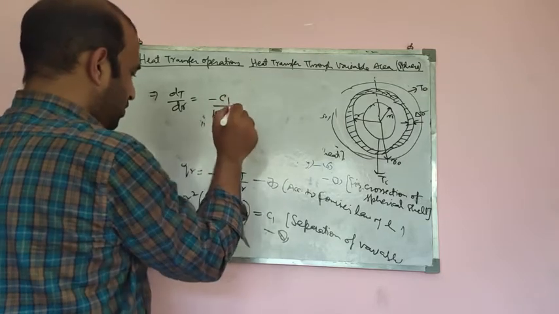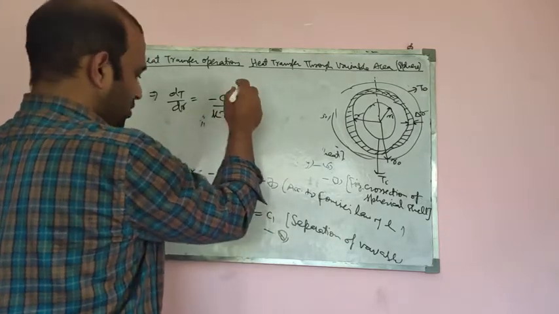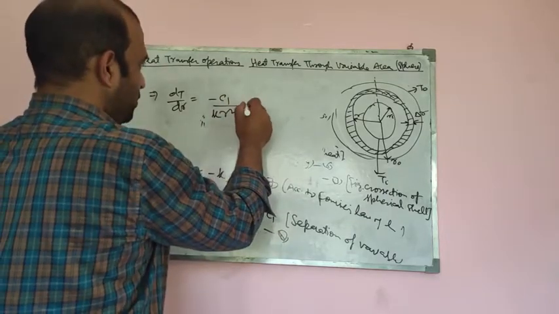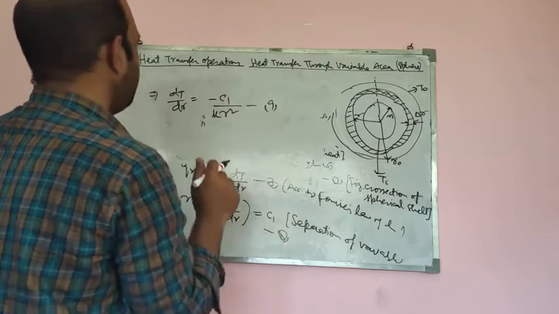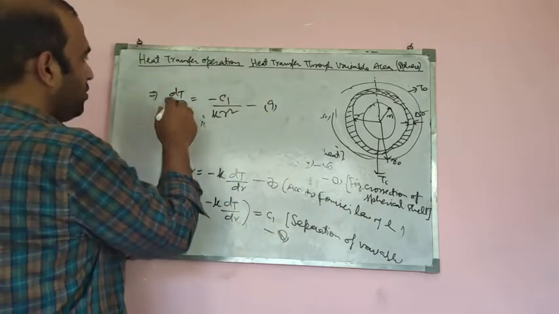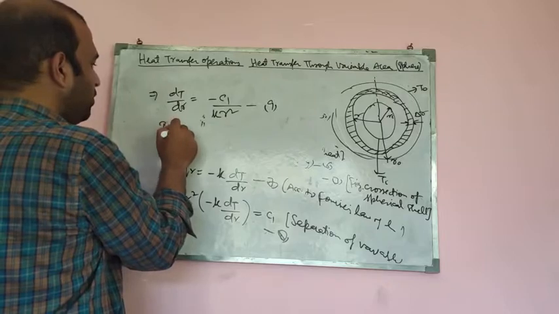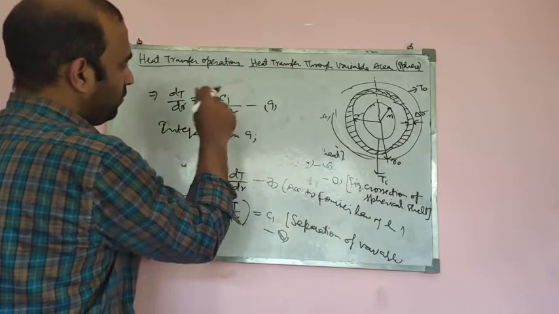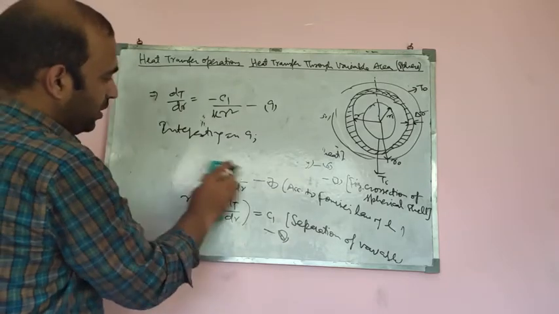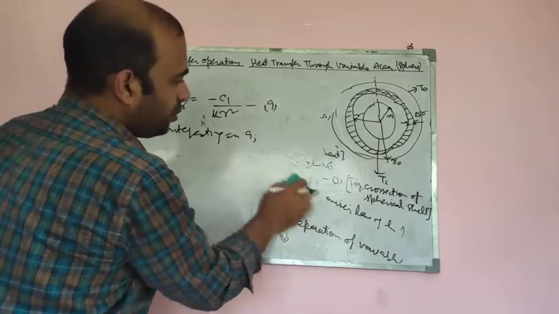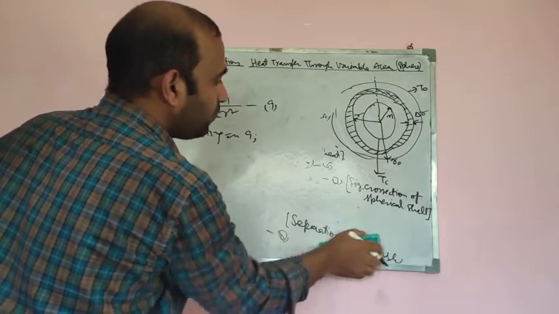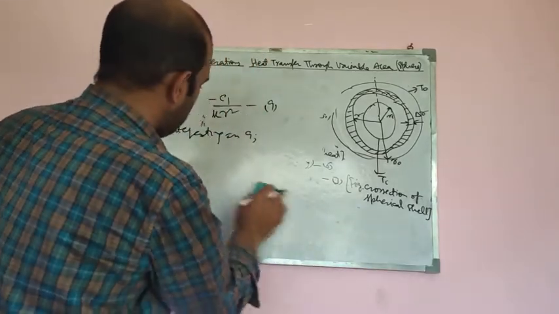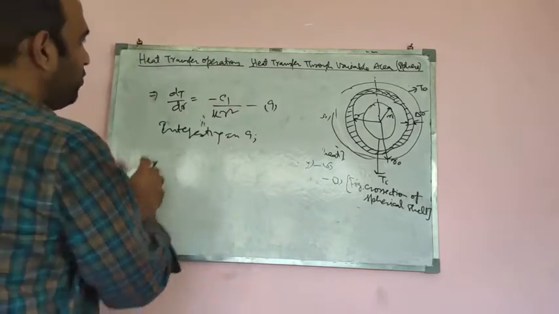This will be k. So now this will be my equation 9. If I try to integrate this equation, integrating equation 9, we'll integrate this equation because we want to find the temperature distribution inside the sphere. How can we find the temperature distribution? That is the radial temperature distribution across the radius.